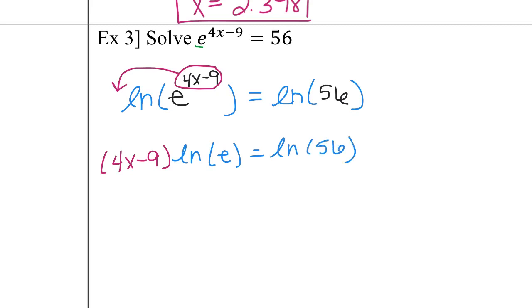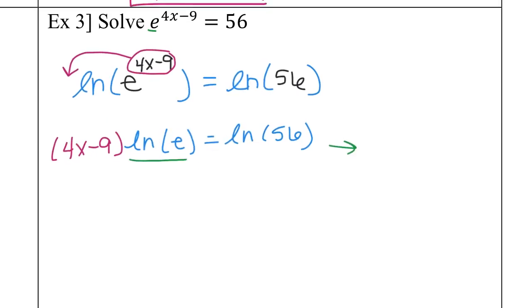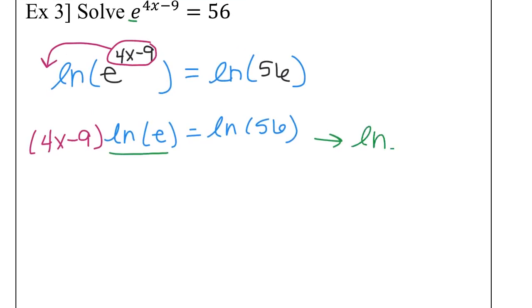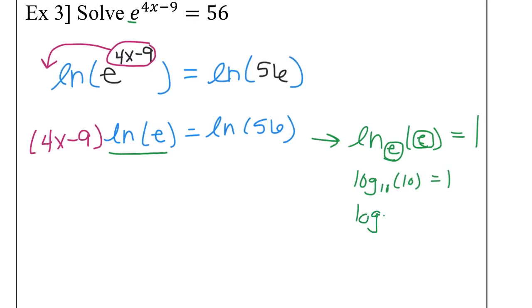Now, here's where we're coming to something kind of cool. Natural log of e, well, if we remember, the natural log has a hidden base of e. So when your base and your argument are the same, that's the inverse. This is a 1. That can be said the same for log base 10 of 10. That's a 1. Log base 2 of 2. That's a 1. Log base 8 of 8. That's a 1. Anything that follows this pattern is equal to a 1.